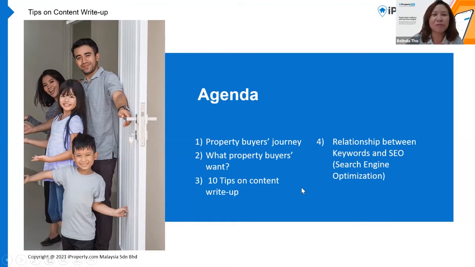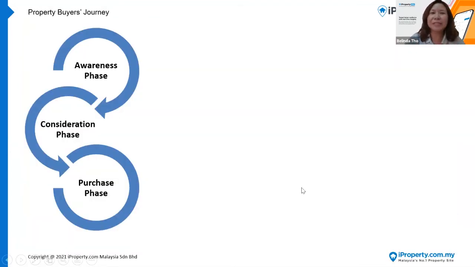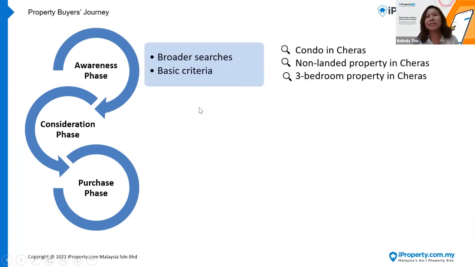Let's talk about the first part, the buyer's journey. When we are talking about the property buyer's journey, basically they have 3 phases. The first phase is called awareness, the second is the consideration phase, and the third is the purchase phase. In the awareness phase, a buyer has just started to look and see what they want to buy, what properties they are interested in.